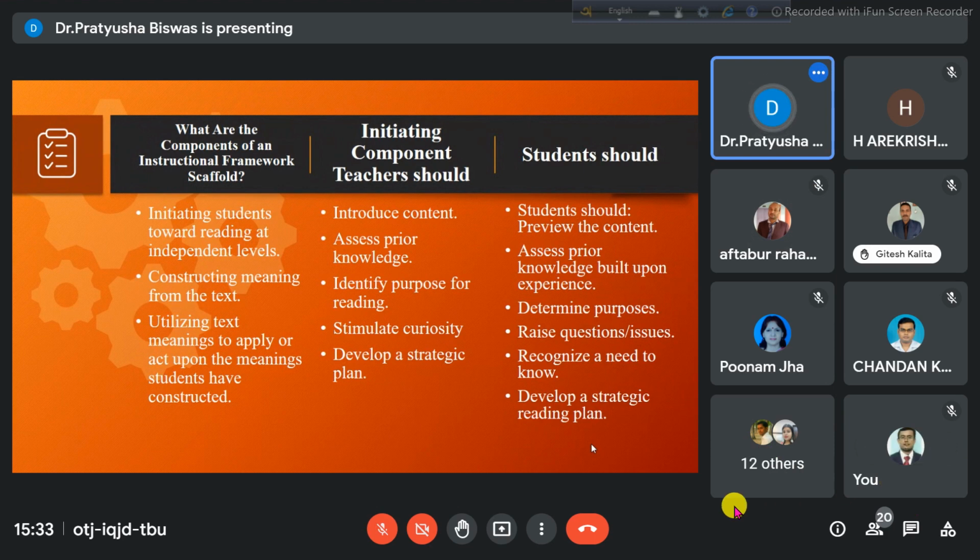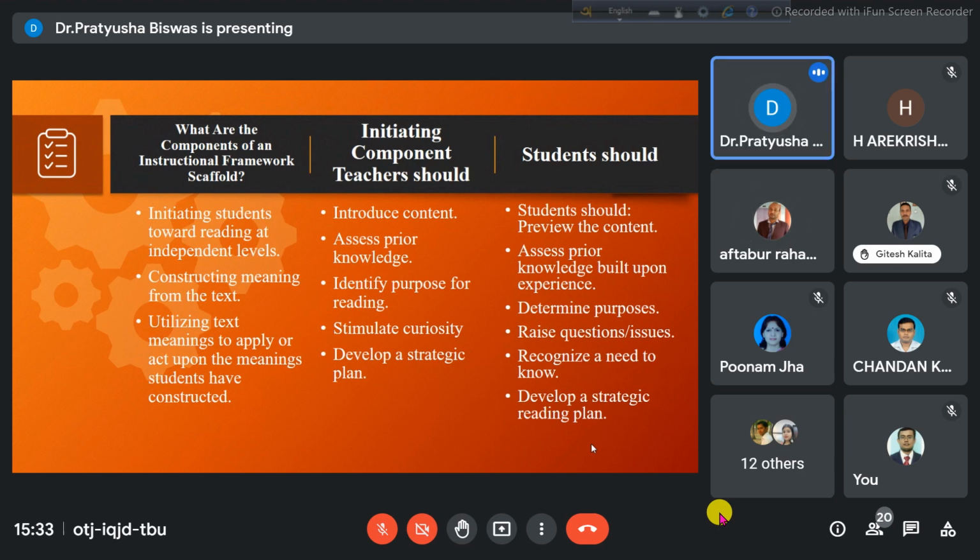Can I ask Aftabuji to read what the students should do? Students should preview the contents and access prior knowledge built upon the experience, and determine the purpose and raise questions and issues, and recognize the need to know and develop a strategic reading plan.